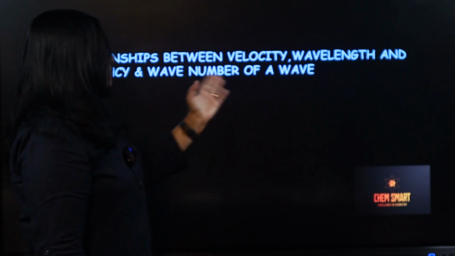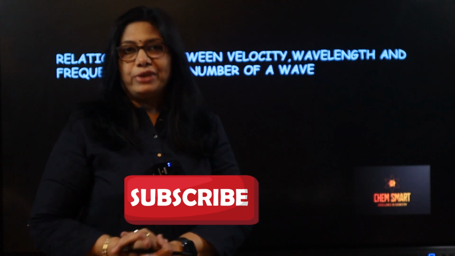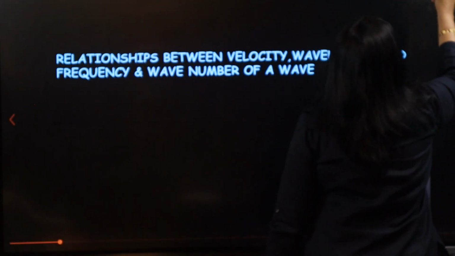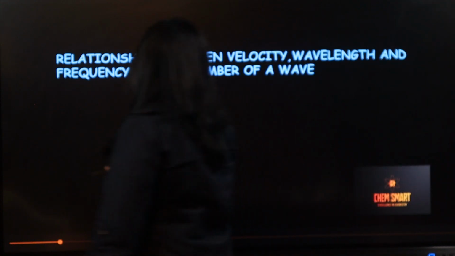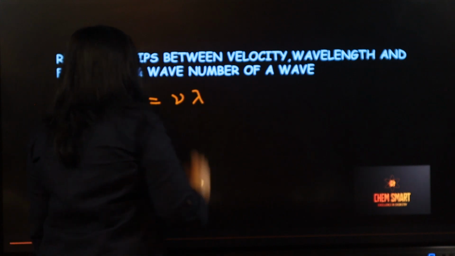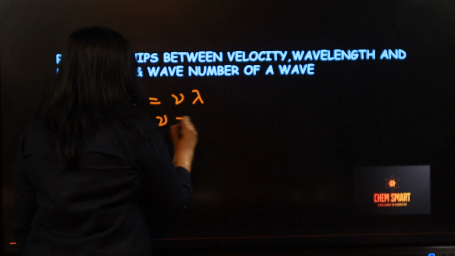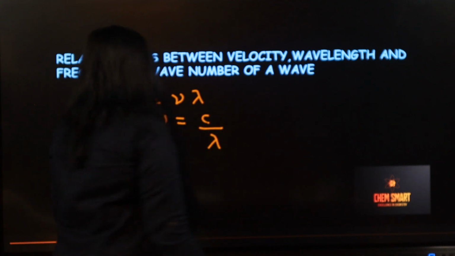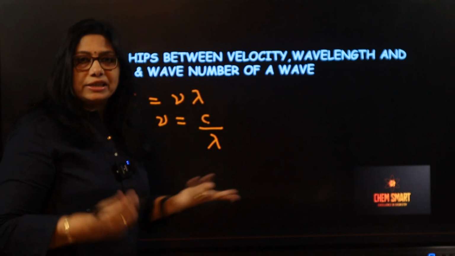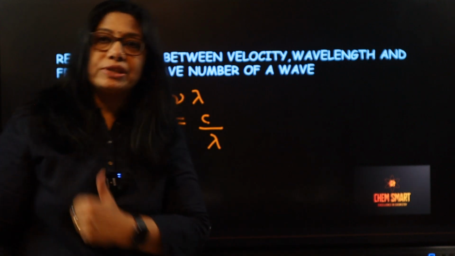Relationship between velocity, wavelength, frequency and wave number of a wave. Let's see what are the important formulas connecting them. First of all, you know, C is equal to nu lambda. So nu is equal to C by lambda. C is the velocity of light, nu is the frequency and lambda is the wavelength. So that's the relationship between these three, and we can get nu is equal to C by lambda.